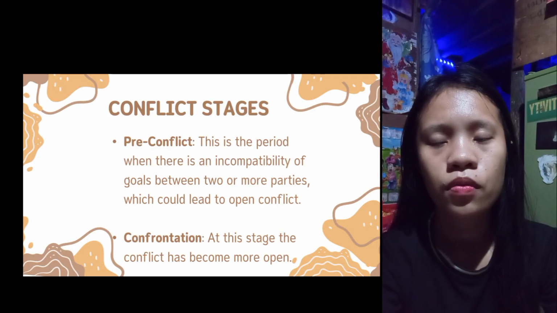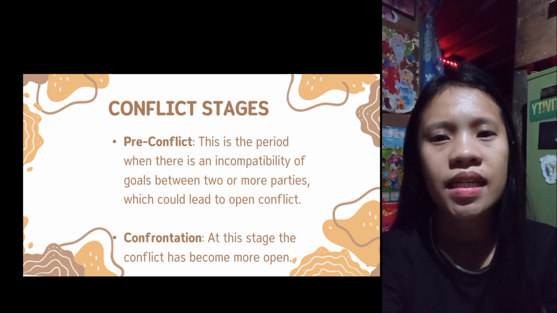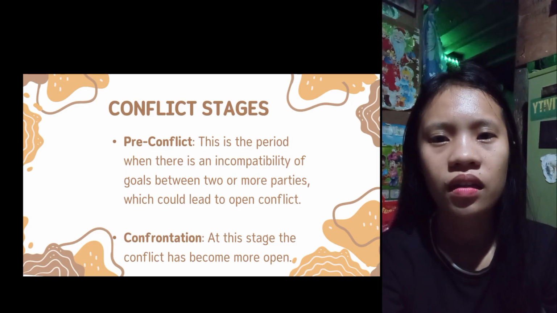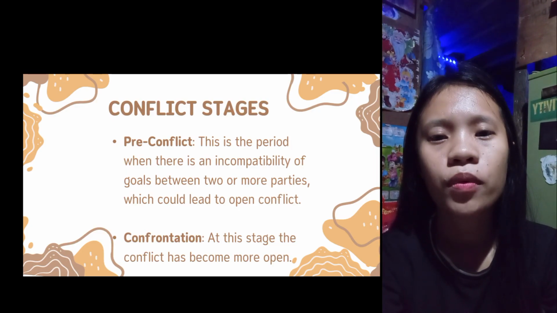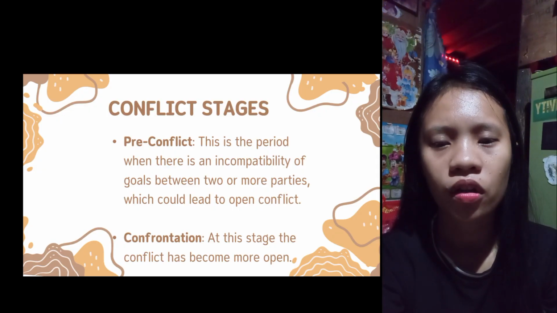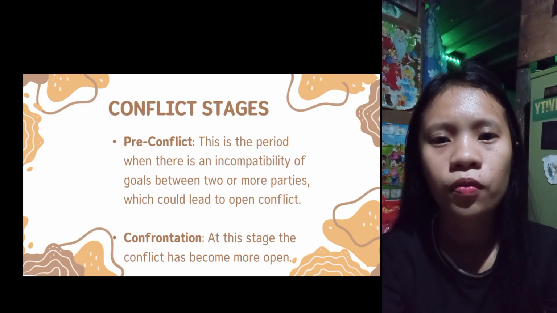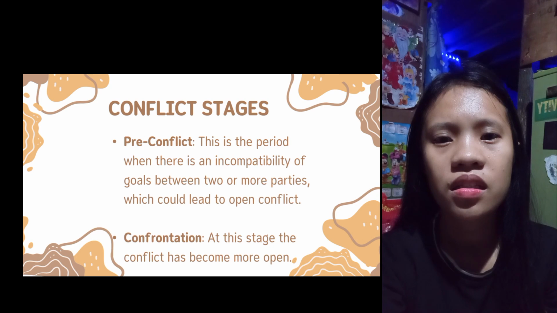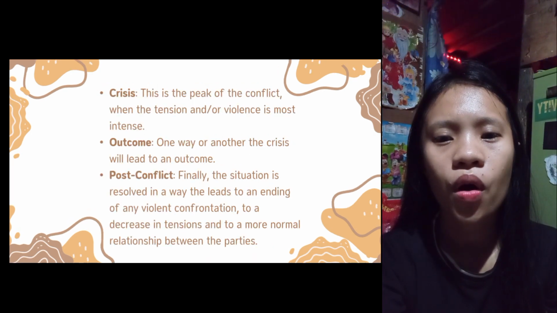Conflict stages. First is the pre-conflict. This is the period when there is an incompatibility of goals between two or more parties, which could lead to open conflict. The second is the confrontation. At this stage, the conflict has become more open.